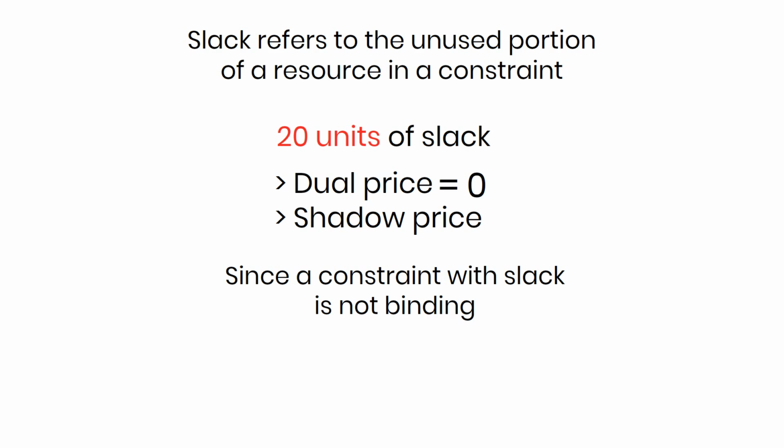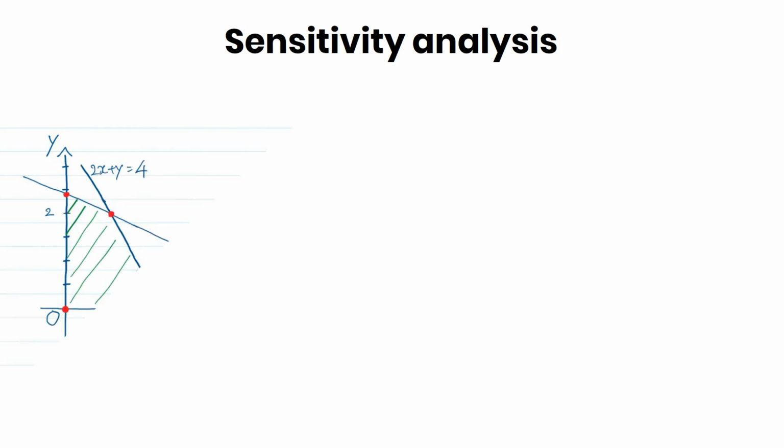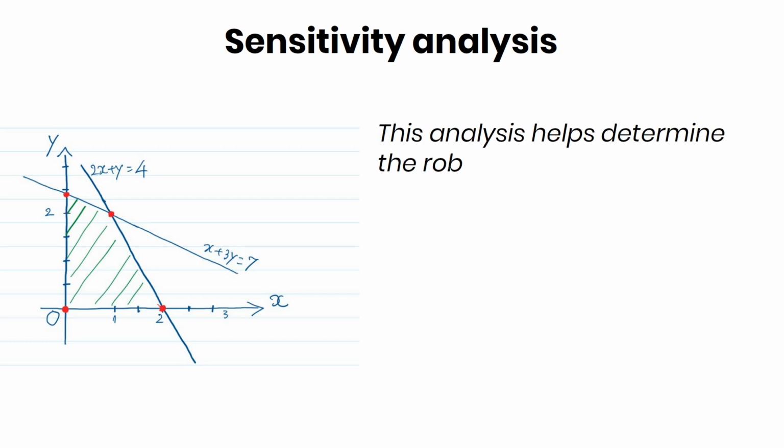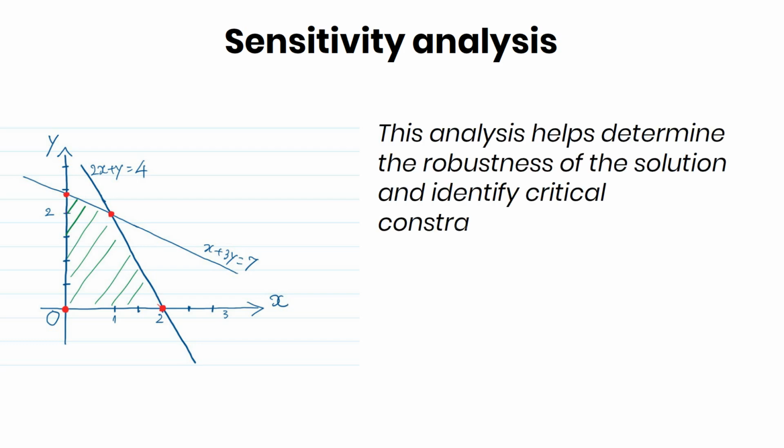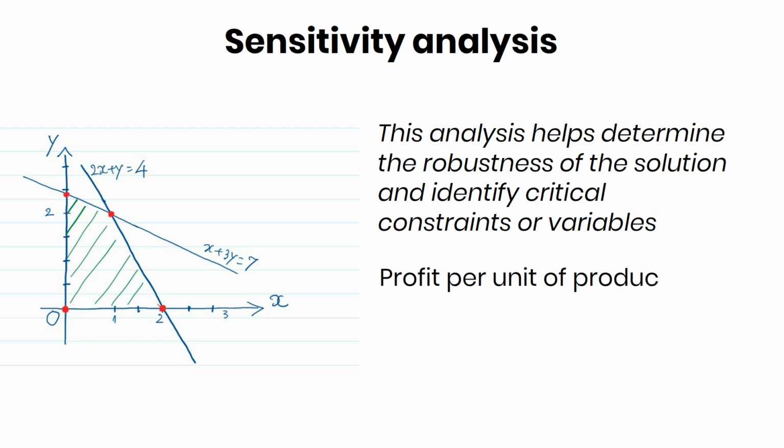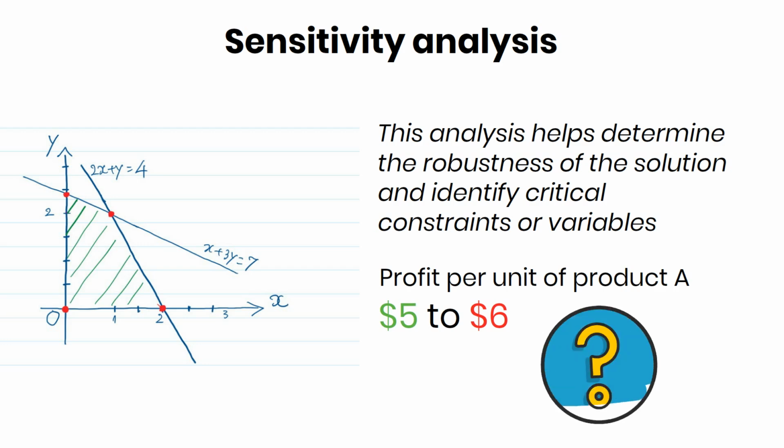Therefore, if there are 20 units of slack, the dual price for that constraint is 0, indicating no impact on the objective function. Sensitivity analysis examines how changes in the coefficients of the objective function or the right-hand side values of the constraints affect the optimal solution. This analysis helps determine the robustness of the solution and identify critical constraints or variables. For example, if the profit per unit of product A increases from $5 to $6, sensitivity analysis can determine if the current solution remains optimal or if a new solution is required.